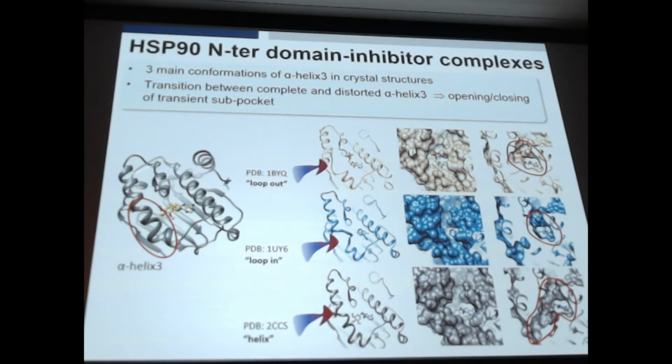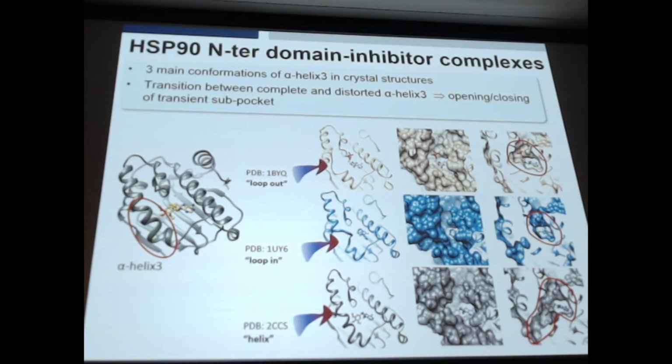This particular domain has been the target of much design of anti-cancer compounds, and so we have a huge amount of information about various types of inhibitors that bind in this HSP binding site. But what's interesting for our purposes today is that this binding site has on one side an alpha helix, but it's not always an alpha helix.